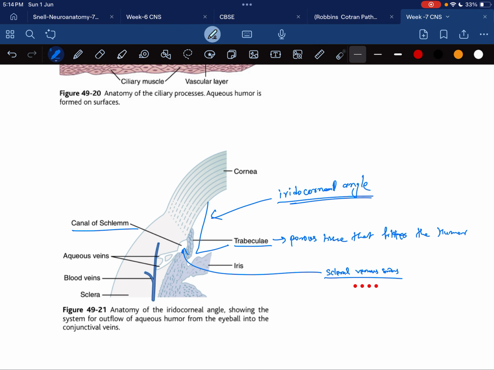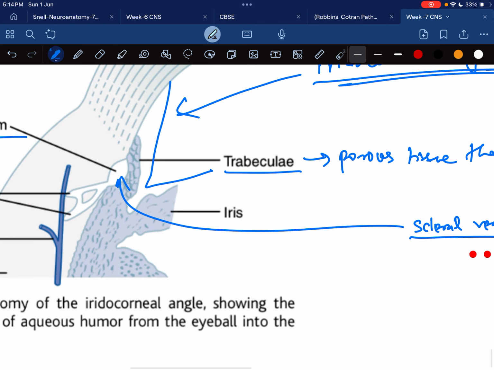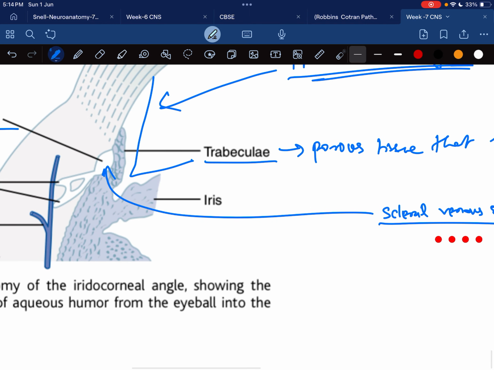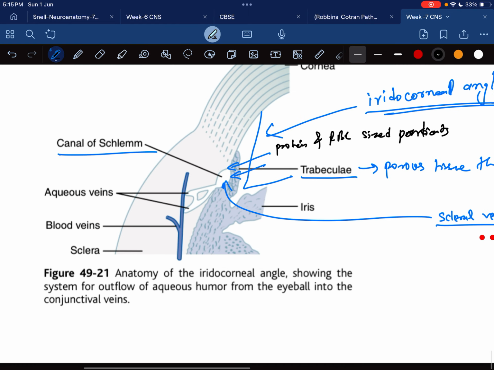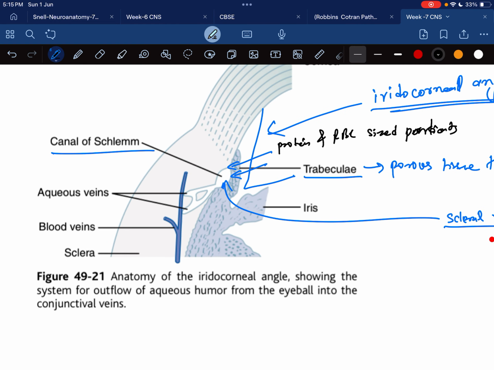The trabecular meshwork is so porous that even protein and RBC sized particles can pass through it. From the canal of Schlemm, the fluid passes into the aqueous veins.